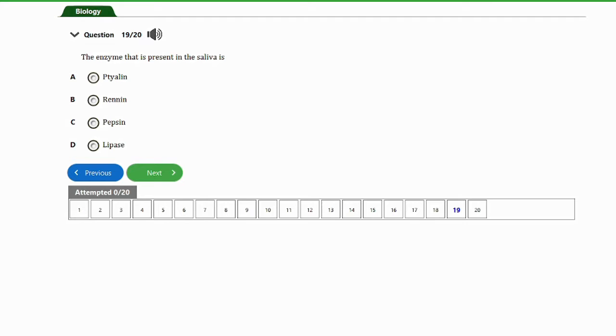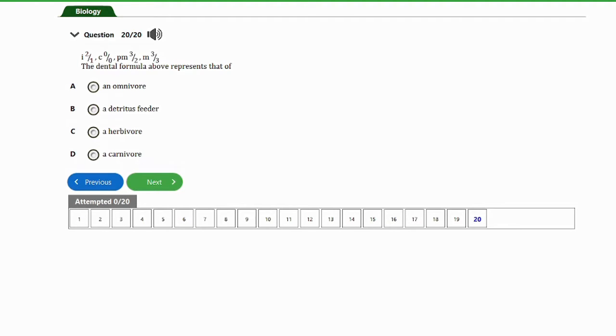It says, the enzyme that is present in the saliva is A, ptyalin, B, renin, C, pepsin, and D, lipase. So guys, the answer to this question is option A, and that's the ptyalin. The ptyalin is the enzyme that is also known as the salivary amylase, and that's option A here. So let's look at the next and the last question, guys.